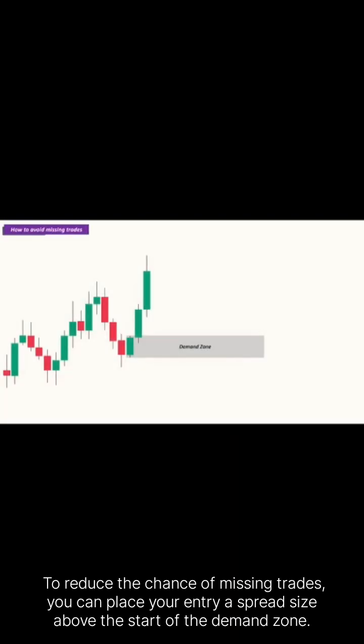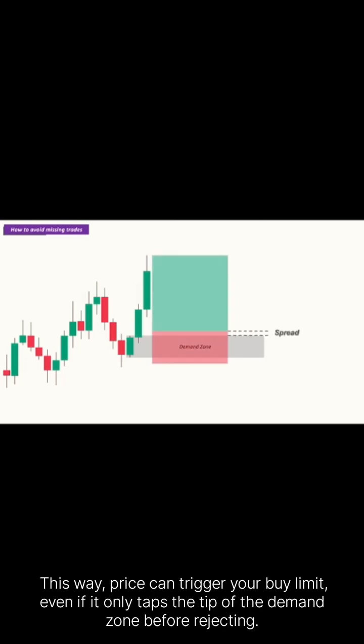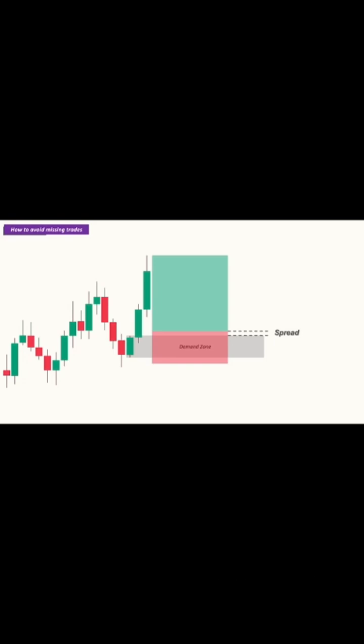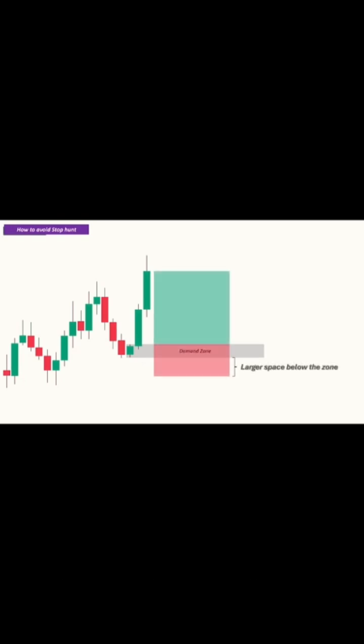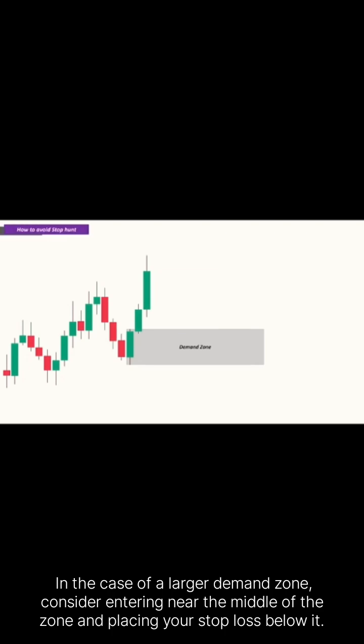To reduce the chance of missing trades, you can place your entry a spread size above the start of the demand zone. This way, price can trigger your buy limit, even if it only taps the tip of the demand zone before rejecting. To avoid stop-loss hunts, you can give your stop a bit more room when dealing with a small demand zone. In the case of a larger demand zone, consider entering near the middle of the zone and placing your stop-loss below it.